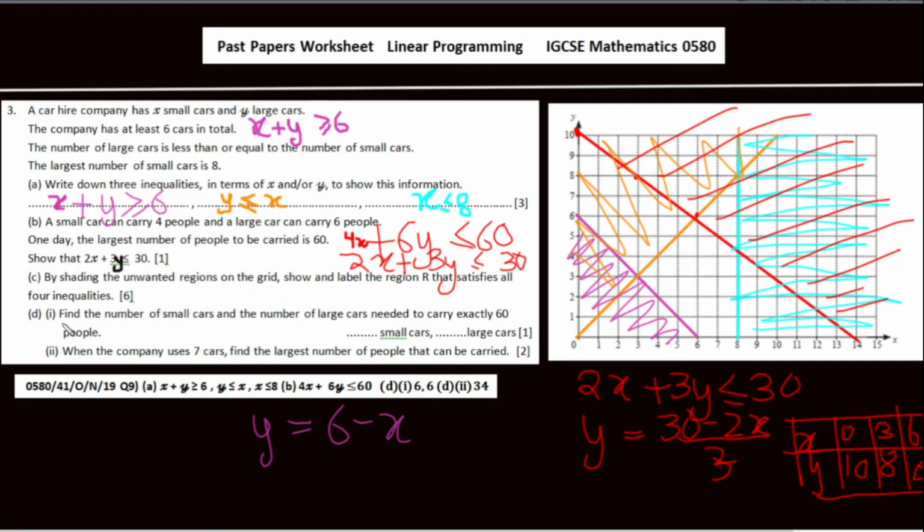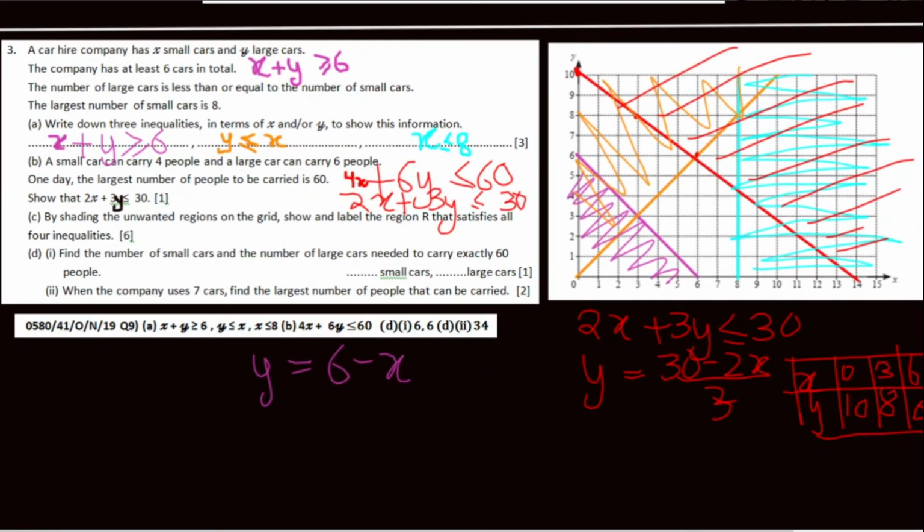Okay, done. Part D1. Find the number of small cars and the number of large cars needed to carry exactly 60 people. Okay, so we already have this equation, 4x plus 6y equals 60 from part B. So the simplified form is again 2x plus 3y equals 30. Okay, so we've already plotted that line, it's the red line.